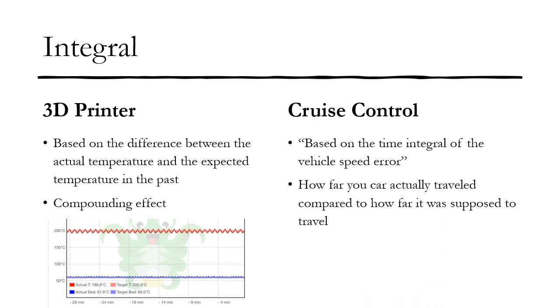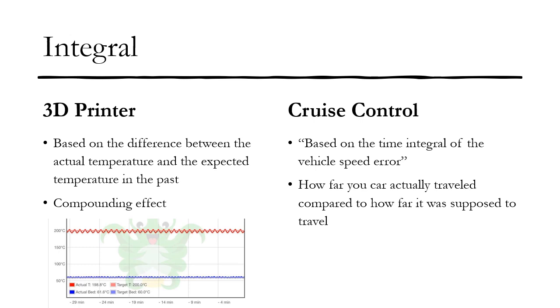So the next one is the integral. With a 3D printer, this is based on the difference between the actual temperature and the expected temperature in the past. So it's a compounding effect. It looks at where you are now and what temperature you expect to be at, and then over the time that you are monitoring it, or the time that it takes for each loop, it changes the temperature based on that. So it's kind of a compounding effect.